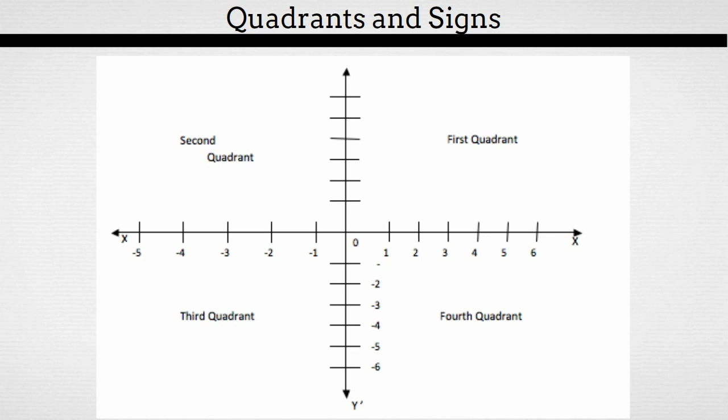Next comes quadrants and signs. Any given Cartesian plane will have four quadrants: first, second, third and fourth quadrant. Any point that lies in the first quadrant will have two positive coordinates. The second quadrant has a negative and a positive coordinate. Any point that lies in the third quadrant will have two negative coordinates. And any point that lies in the fourth quadrant will have a positive and a negative coordinate.